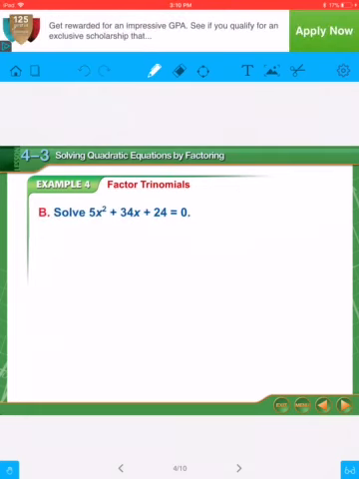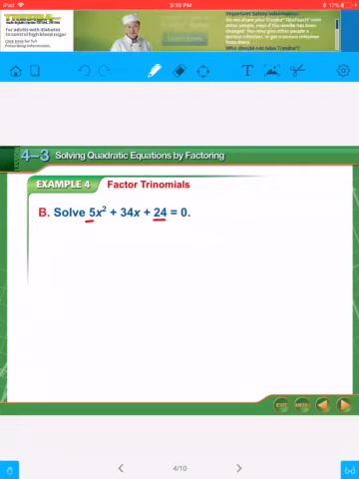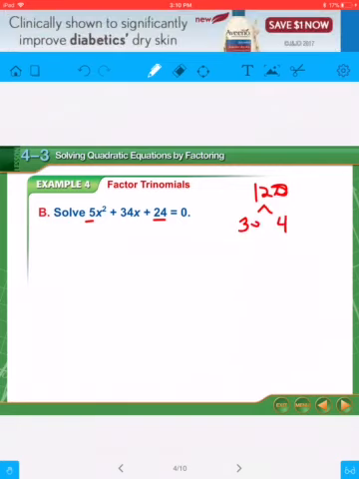I'm solving 5x squared plus 34x plus 24 equals 0. So I have to do 5 times 24, which, let me see here. 5 times 24 is 120. And I need factors of 120 that add up to 34, which would be 30 times 4. 30 times 4 is 120. 30 plus 4 is 34.